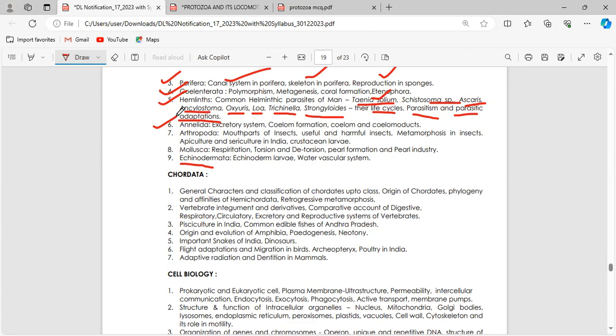And Annelida. In Annelida, from this phylum, the concept of metameric segmentation will arise.